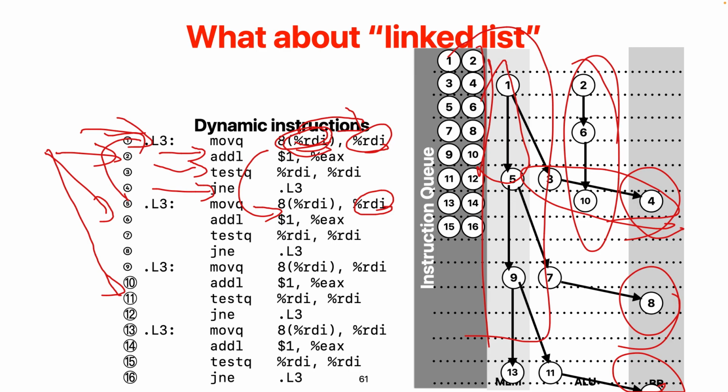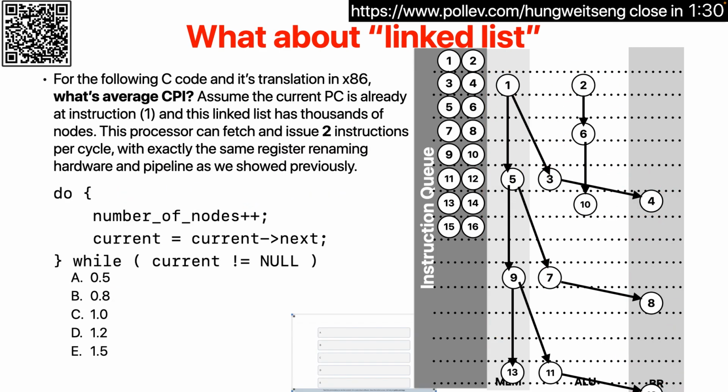Okay, so now this is the data dependency graph I have for you. With that, can you tell me what's the average CPI of this piece of code?